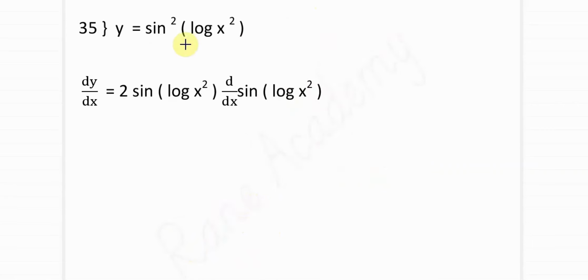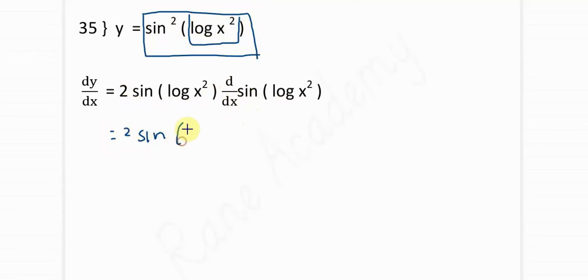Question number 35. We have y is equal to sin square of log of x square. So this is the outermost function, and inside we have log of x square. So we differentiate. It is 2 sin of log of x square, and then we differentiate sin of log of x square.